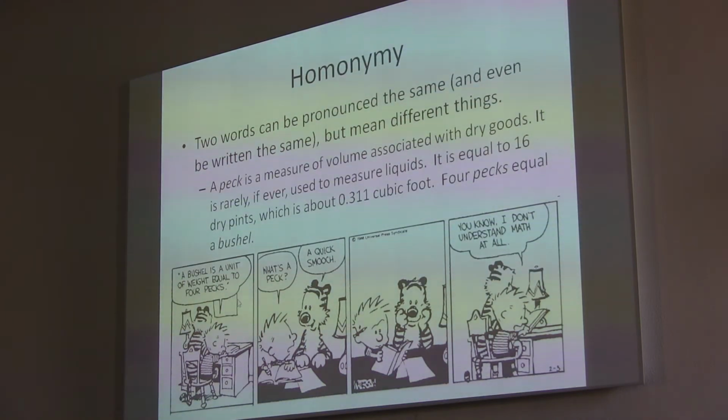The one we're talking about here in the math problem is, a peg is a measure of volume associated with dry goods. It is rarely, if ever, used to measure liquids, and so on. That is the definition of one meaning for peg. A homonym is the other one, a quick smooch.